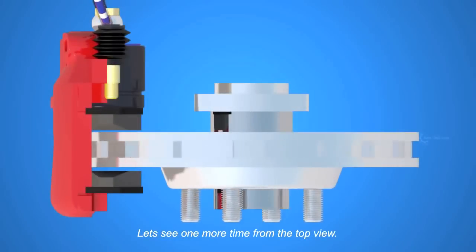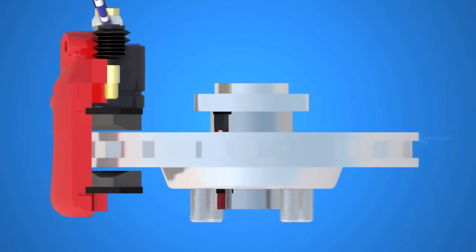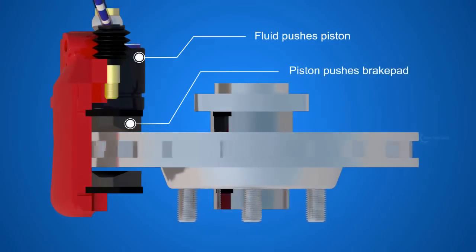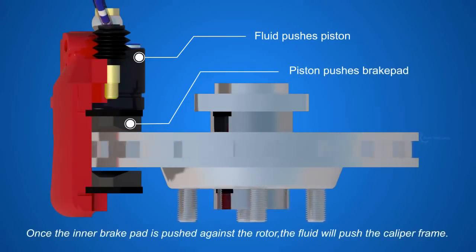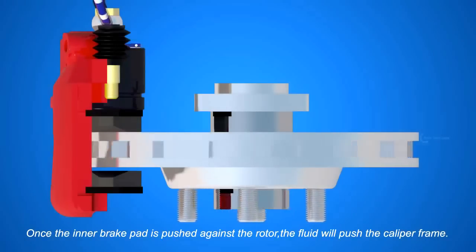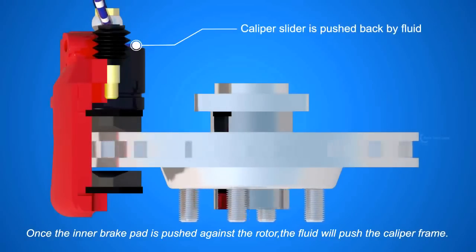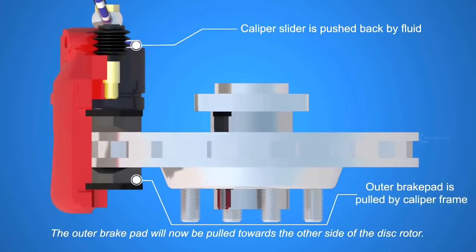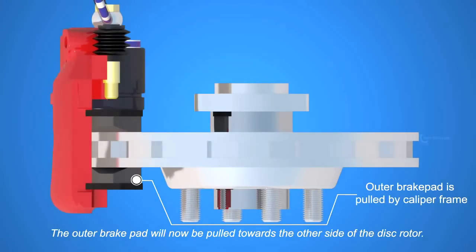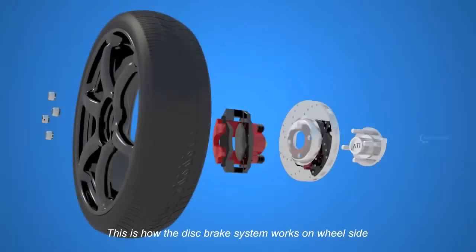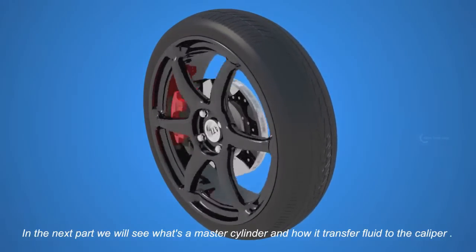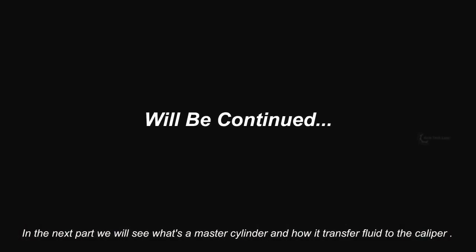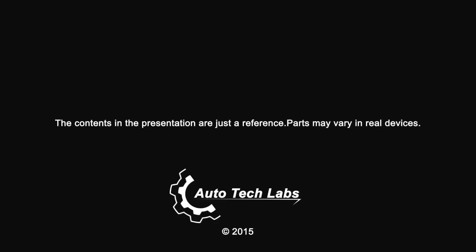Let's see one more time from the top view. The fluid pushes the piston, and the piston pushes the inner brake pad. Once the inner brake pad is pushed against the rotor, the fluid will push the caliper frame. The outer brake pad will now be pulled towards the other side of the disc rotor. This is how the disc brake system works on the wheel side. In the next part, we will see what a master cylinder is, and how it transfers fluid to the caliper.